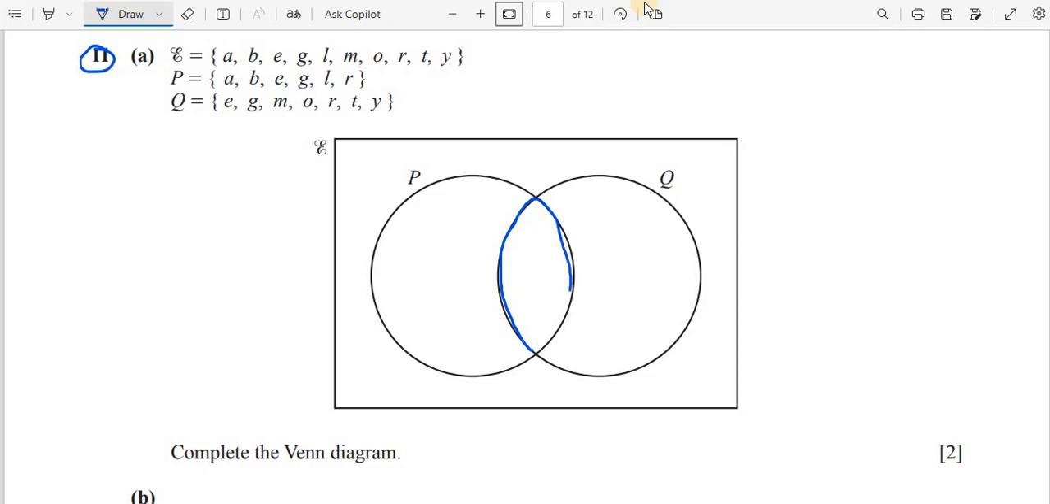First of all, we write the common section elements. The common elements in P and Q are: first E and E, second G and G, and third R and R. So write here E, G and R. These are the common elements in sets P and Q. Now write the other elements of set P. The other elements of set P are A, B and L, and the other elements of set Q are M, O, T, Y.